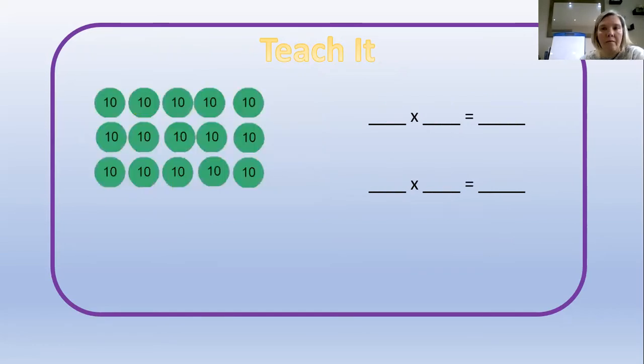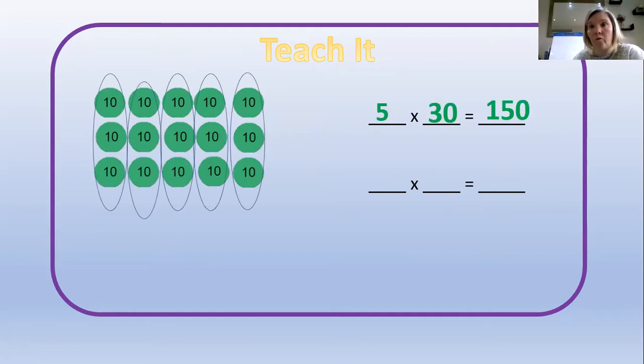So what about this array? What have we got here? Well, straight away, something's changed, hasn't it? Straight away, our counters have a different value. What is the value of each counter? Our counters are now worth 10. Okay. So what are the two arrays that we could have here? Well, we could have 5 groups and each group has got 30. Because we've got 10, 20, 30.